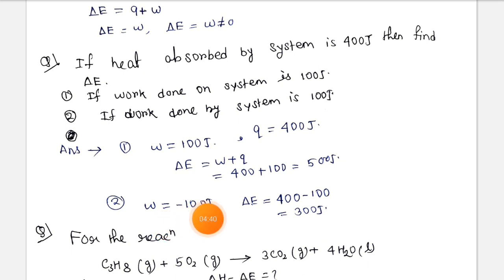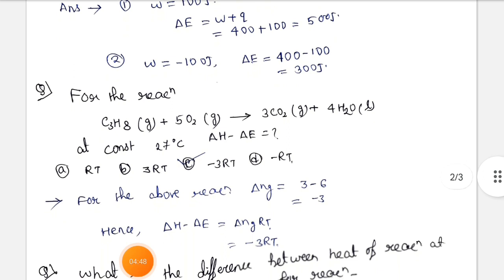Okay, so minus 100 joule, that is delta E is equal to 400 minus 100, that is 300 joule. Okay, next, for the reaction, that is C3H8 gas plus 5O2 gas equal to 3CO2 plus 4H2O. At constant 27 degree centigrade, delta H minus delta E, what is the value?